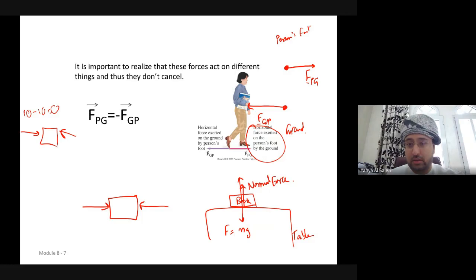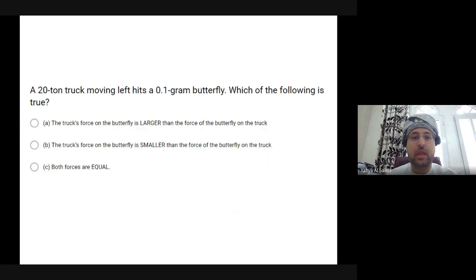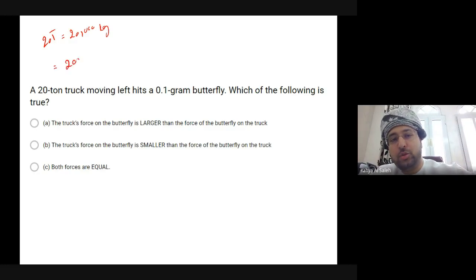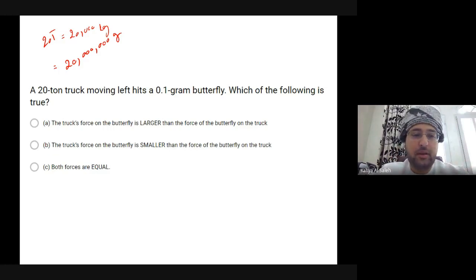Okay. Let's do the example, which will drive both of us crazy, and then things are going to be a tiny bit clearer. A 20-ton truck moving left hits a 0.1 gram butterfly. So to those of you who are not sure what a ton is, 20 ton equals 20,000 kilograms, which is equal to 20 million grams. Okay, so a 20 million gram truck moving left hits a 0.1 gram butterfly.